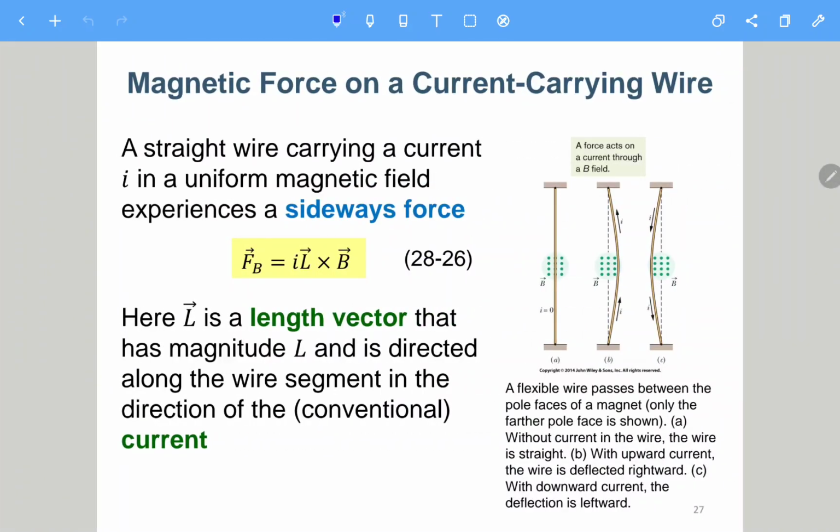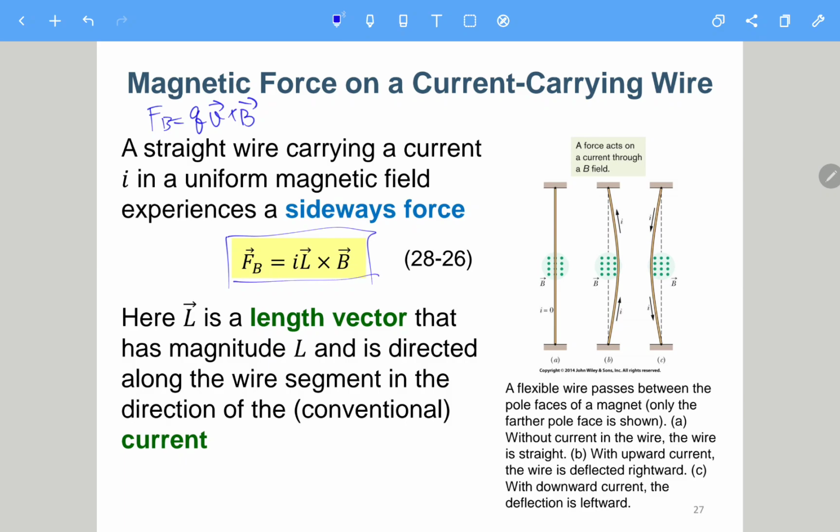Okay, so this is pretty easy. Next we will talk about the magnetic force on a current carrying wire. I consider this another form of the Lorentz force. At the beginning of the chapter, the Lorentz force F_B is q times v cross B, if you still remember. Actually, this is another form of the Lorentz force.